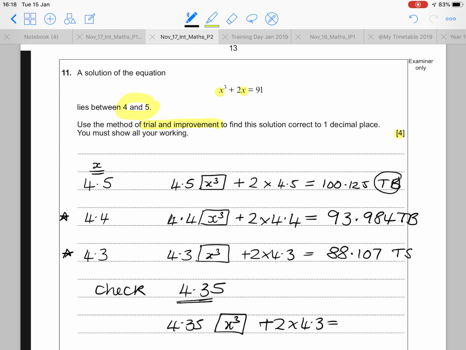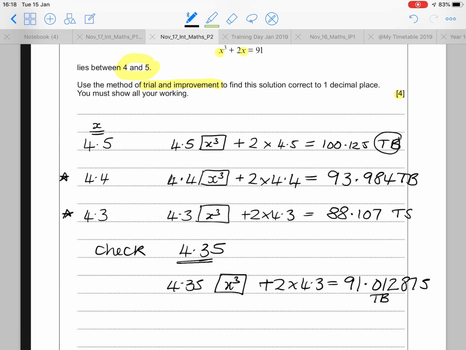Type it into my calculator, 4.35 cubed plus 2 lots of 4.35, and I'll get 91.01285. It's pretty close. It's just a tiny little bit too big. Doesn't matter if it's close or not, because it's too big, I have to pick the best possible answer.